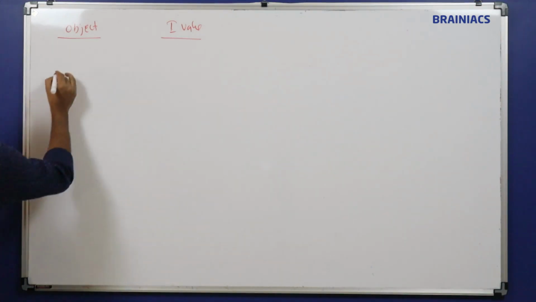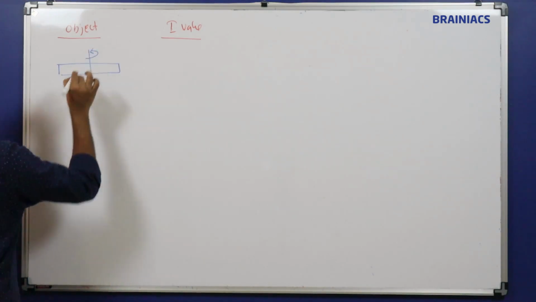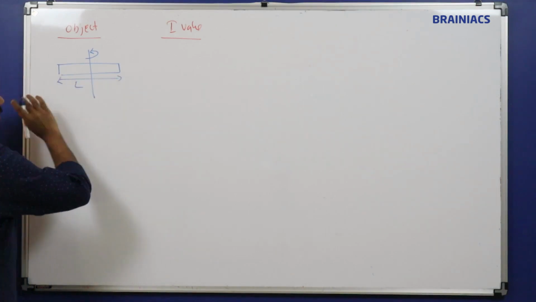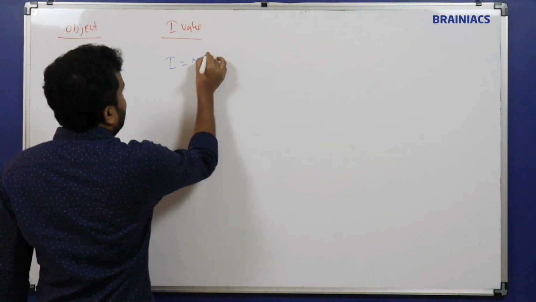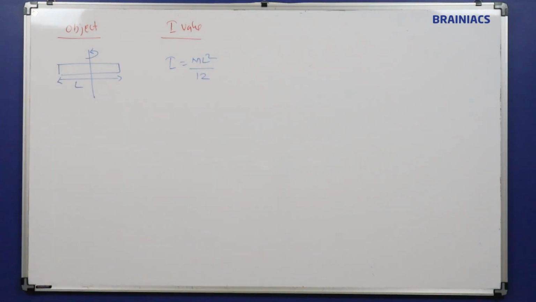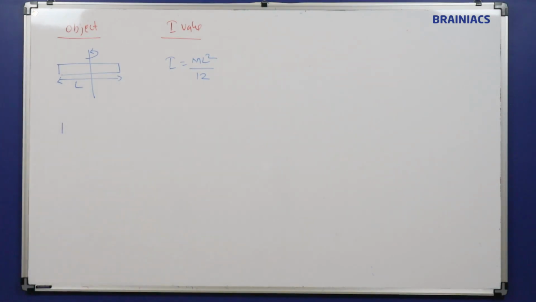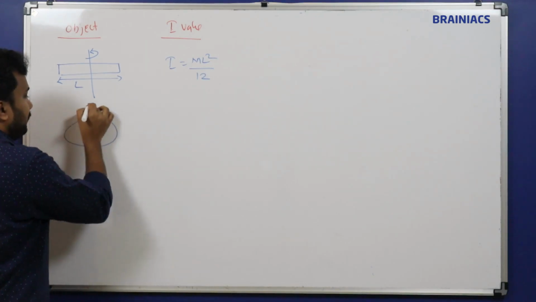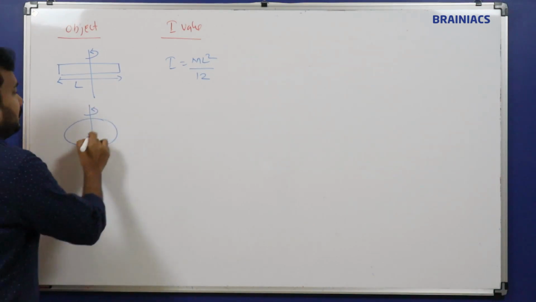First, a rod. This is a rod. The rod has length L, and mass is always M. I am taking the axis through the center, so I is equal to ML square by 12. Then, the next body is a ring. This ring has an axis of rotation passing through its center.